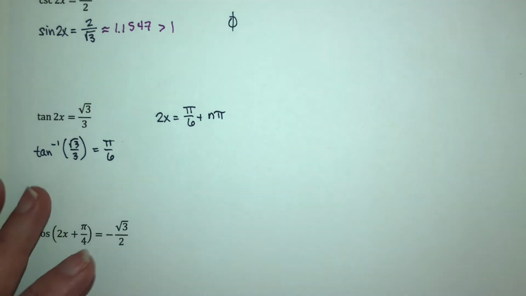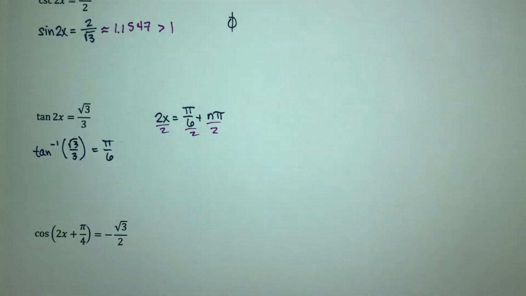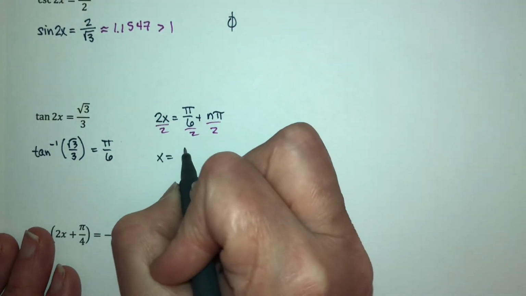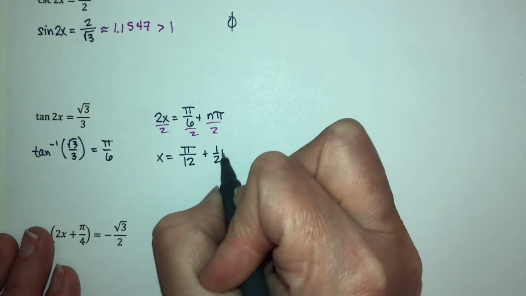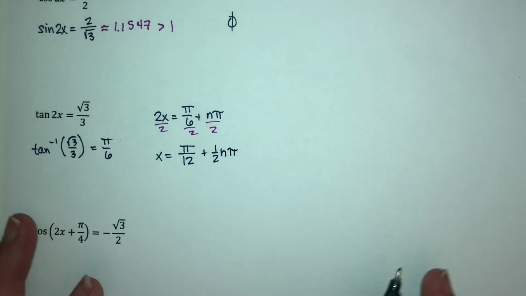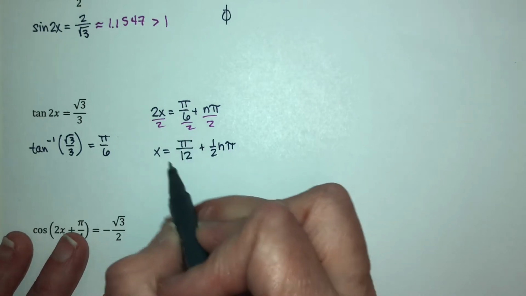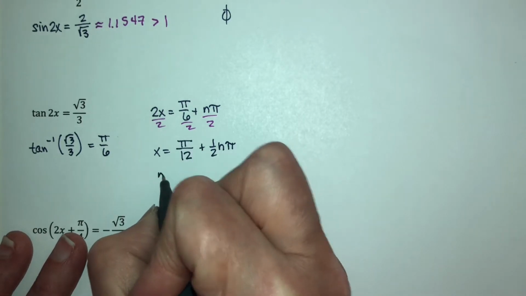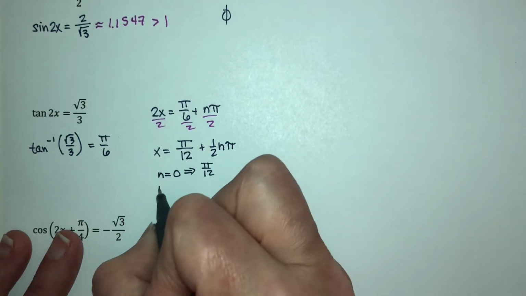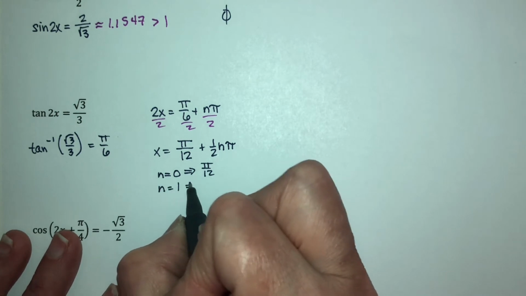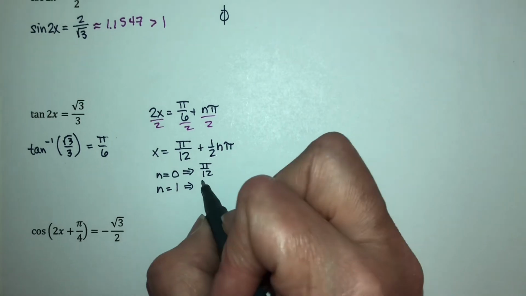Now I need to divide everything here by a 2. So x is equal to pi over 12 plus 1/2 n pi. So to get all of my solutions, I need to start off with pi over 12. If my n value is 0, then I get pi over 12. If my n value is 1, then I am adding pi over 2, and you get 7 pi over 12.